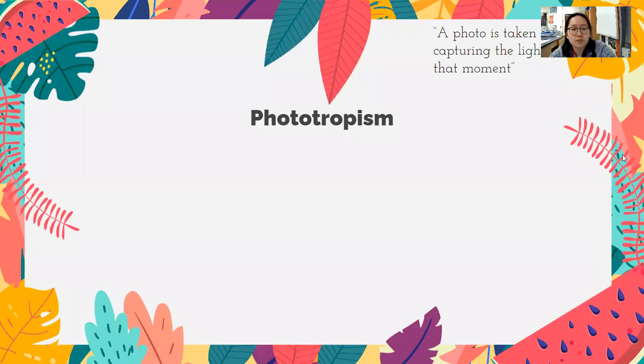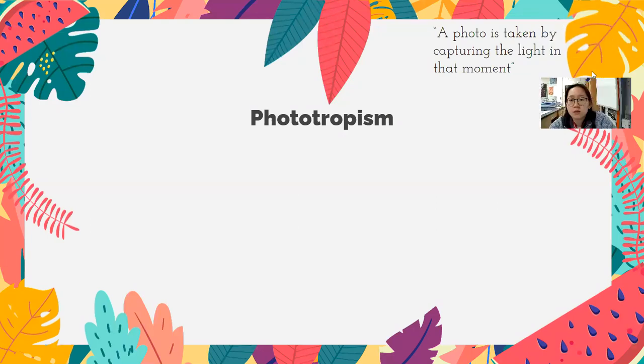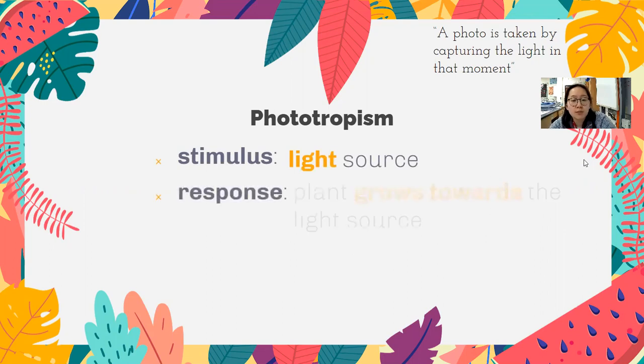For plant tropisms, we're going to talk first about phototropism, which is, based on the word, that a photo is taken by capturing the light in that moment, right? So photo is related to light. The stimulus is going to be a light source, as said by the word's prefix. The response by the plant is going to be that the plant is going to grow toward the light source because the light is a source of energy that the plant is using for photosynthesis. So it's a good thing.